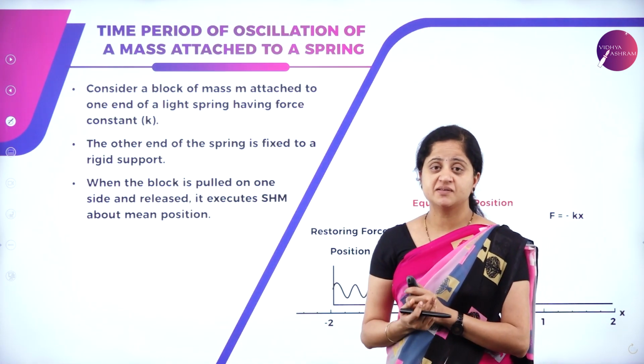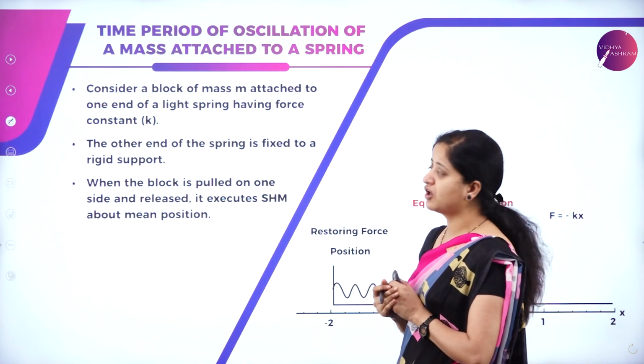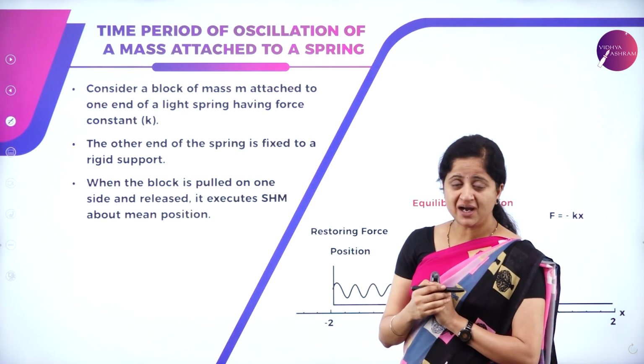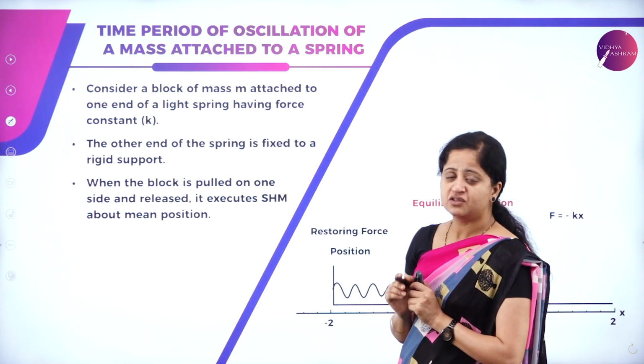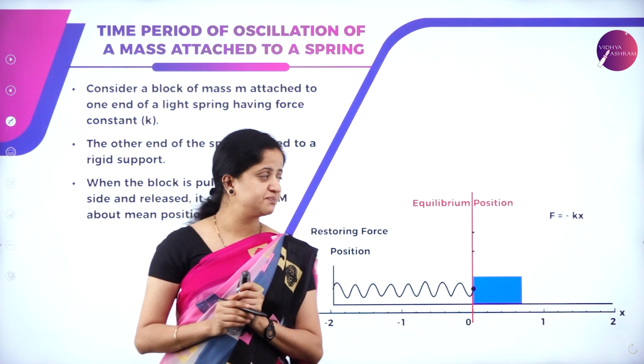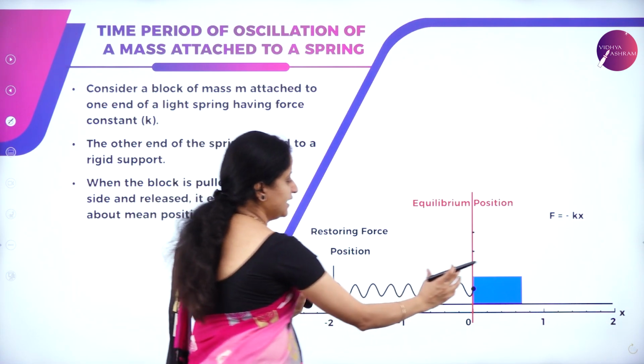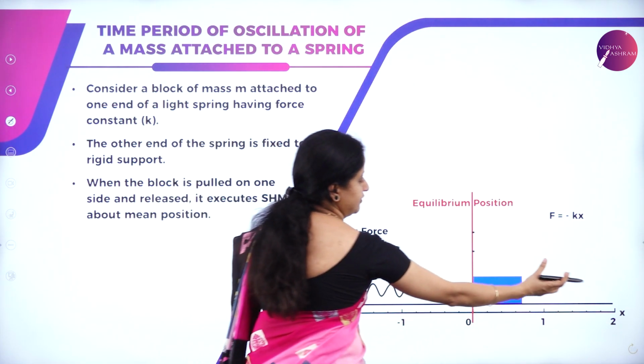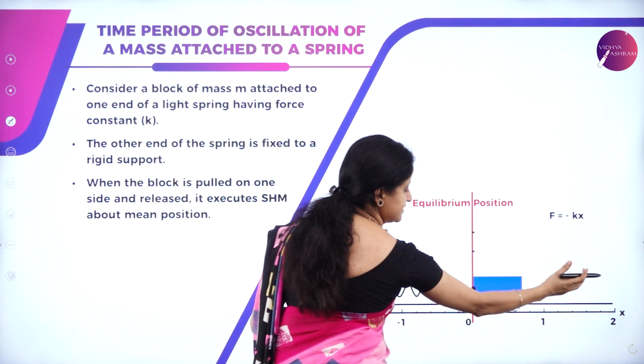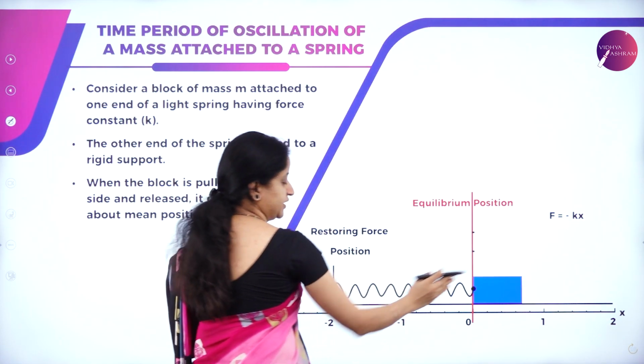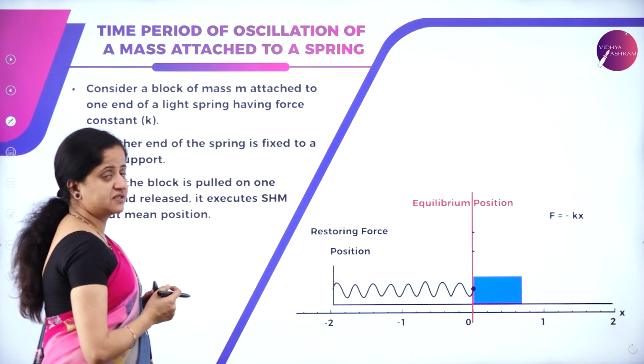Having these concepts in mind, let us now derive the expression for time period of oscillation of a mass attached to a spring. For this we have considered a spring here which is attached with a mass. Suppose we push this and release, it will undergo to and fro motion, which means it undergoes oscillation.